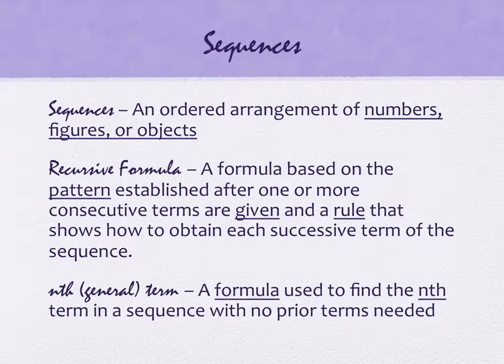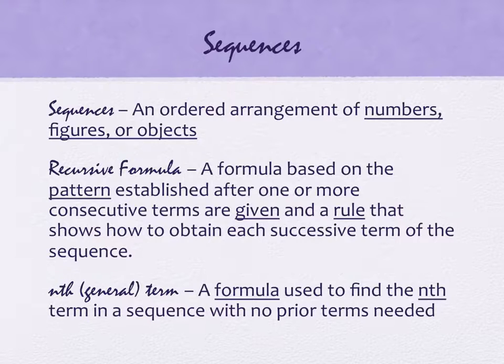Like I can have a rule add 2, but if I had a rule add 2 and I want to know what term comes next, I need to know what term came before, right? Just knowing the rule is add 2 doesn't really help me. It's not enough information, okay? So that's a recursive formula. I need to know where I am in the pattern already, and I need to know how do I get to where I'm going.